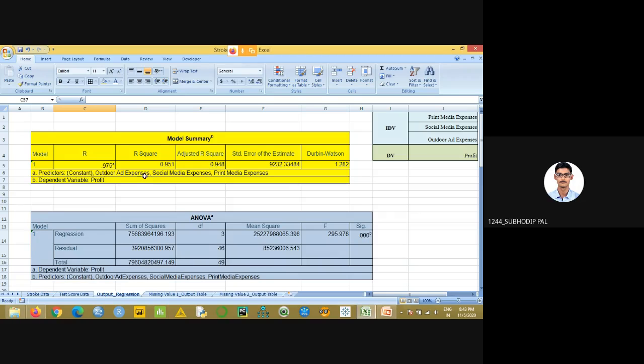Multicollinearity defines how much the independent variables I am taking into consideration for my regression equation are correlated with each other.